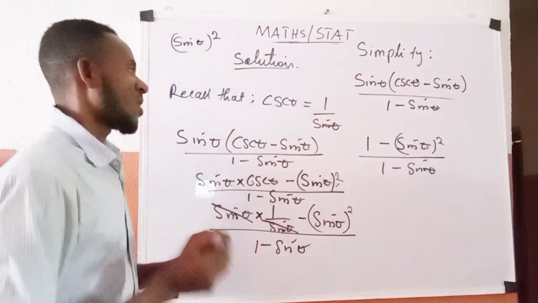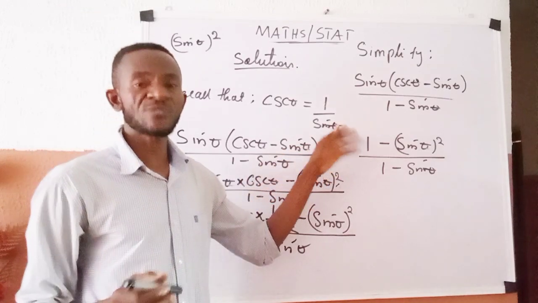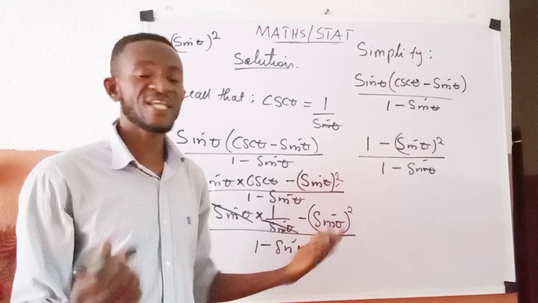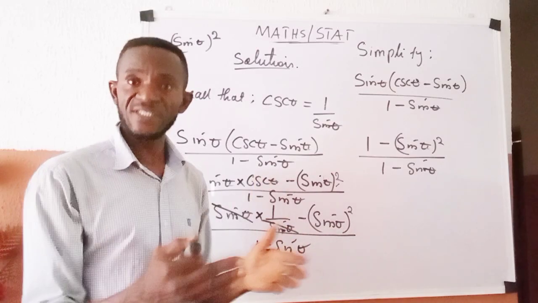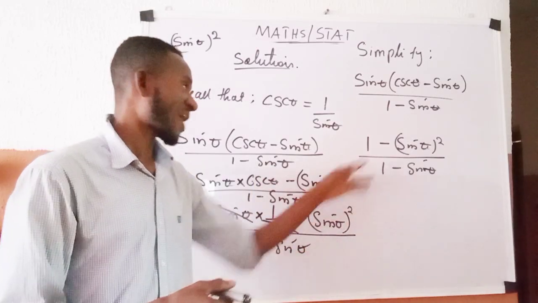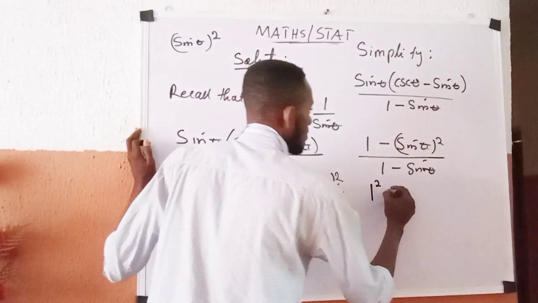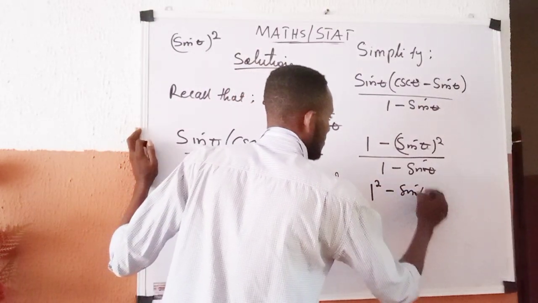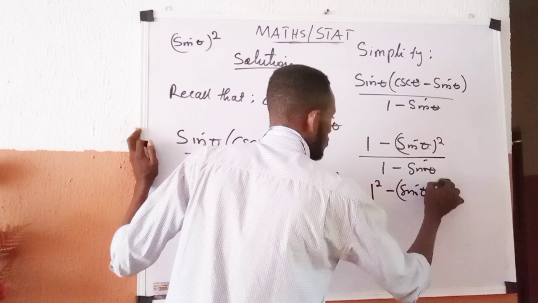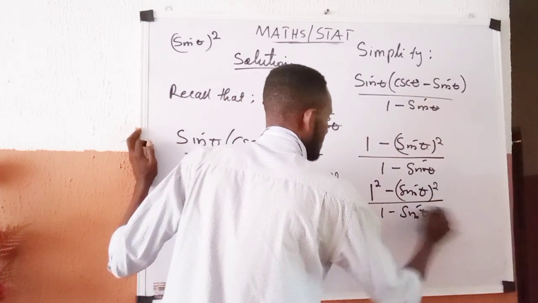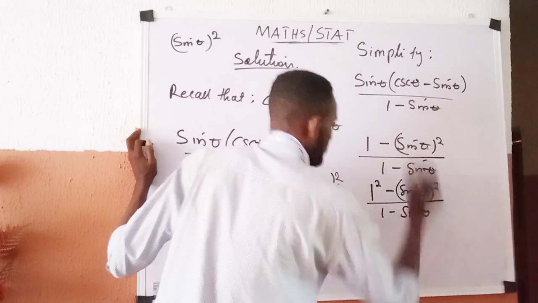Of course, we know in mathematics that when we have a 1, it can be written as 1 raised to power 2 without necessarily changing anything in the system of the equation. So I can easily write this as 1 raised to power 2 minus sine theta all raised to power 2, all over 1 minus sine theta.